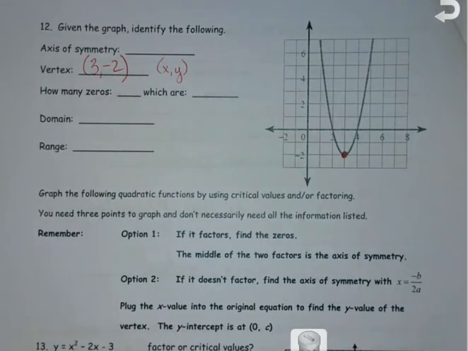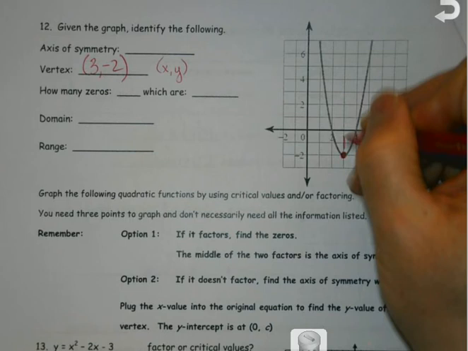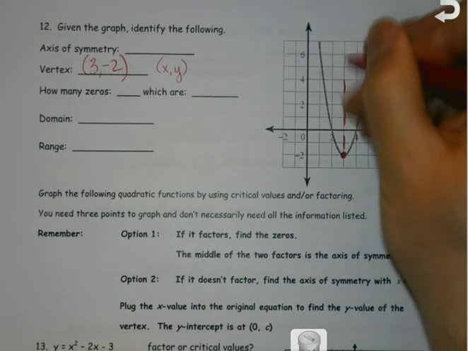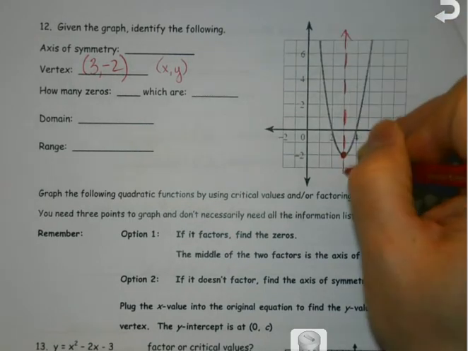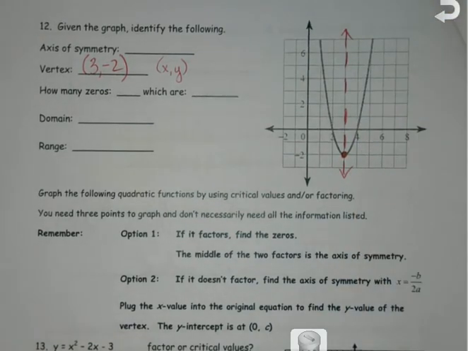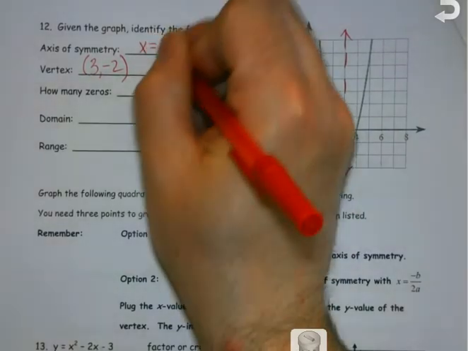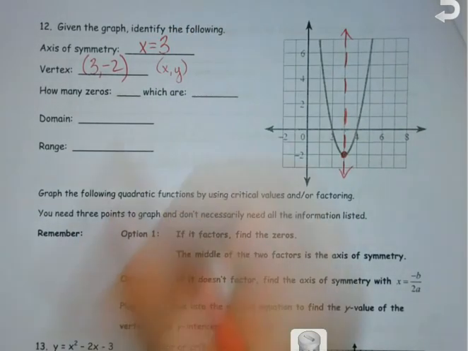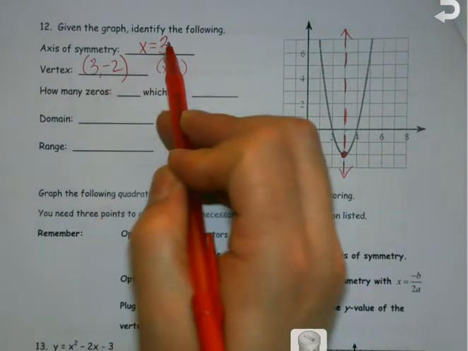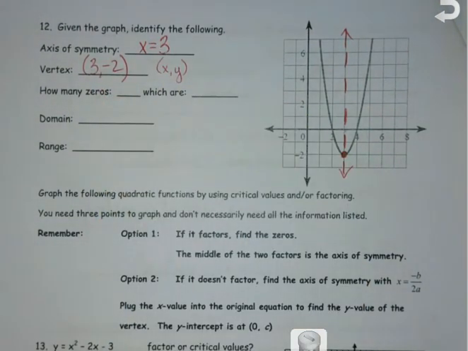And the reason I wanted to do that first is that's going to tell me what the axis of symmetry is. Because the axis of symmetry always goes through the vertex, and it's at that x value, which in this case is 3. Vertex x value, axis of symmetry, always the same. So if you get one, you get them both. It's a package deal.